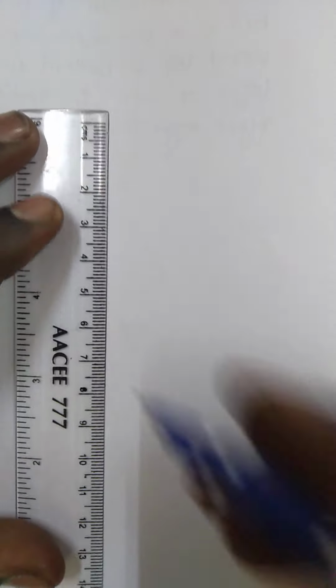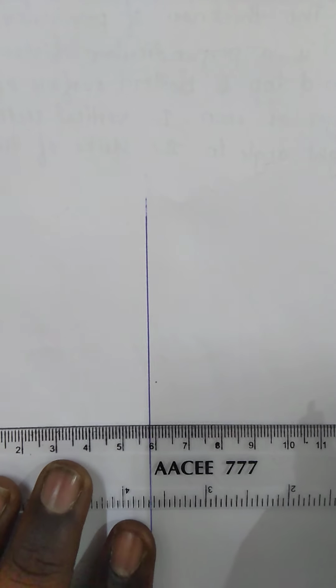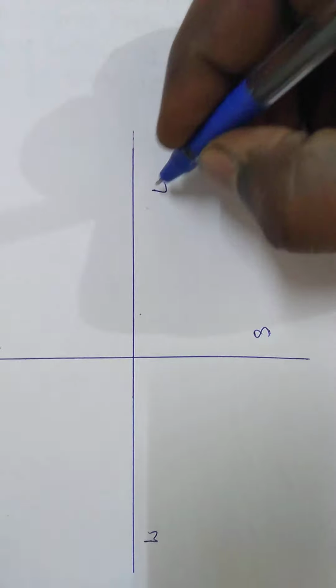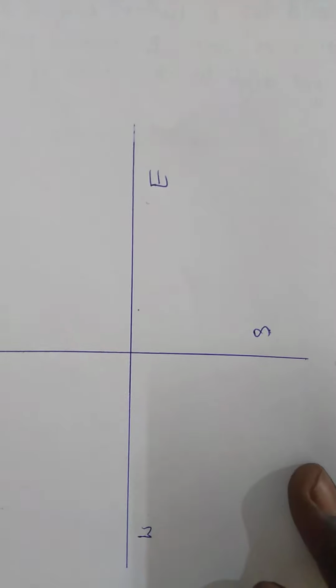Initially you have to draw the directions. There are 4 directions. One is north to south, and another one east to west. I will mark them out. This is north, south, this is west, and this is east. Your stone is dipping at 30 degrees east.